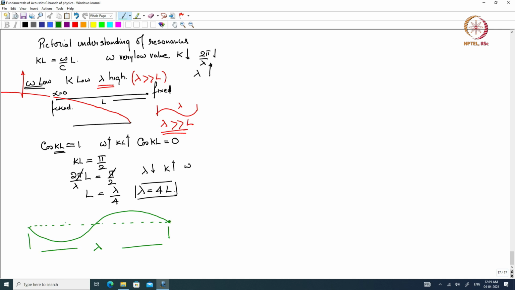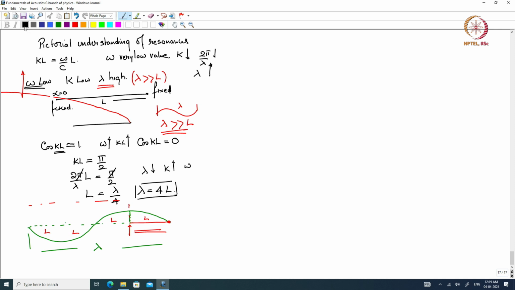So the string is fixed over here, this is where my string ends. I am forcing it over here, it is fixed. So this is 1 L, this is 1 L, this is 1 L, this is 1 L, that is how lambda is equal to 4 times L. We are not interested in this part, right, because the string is only this much.